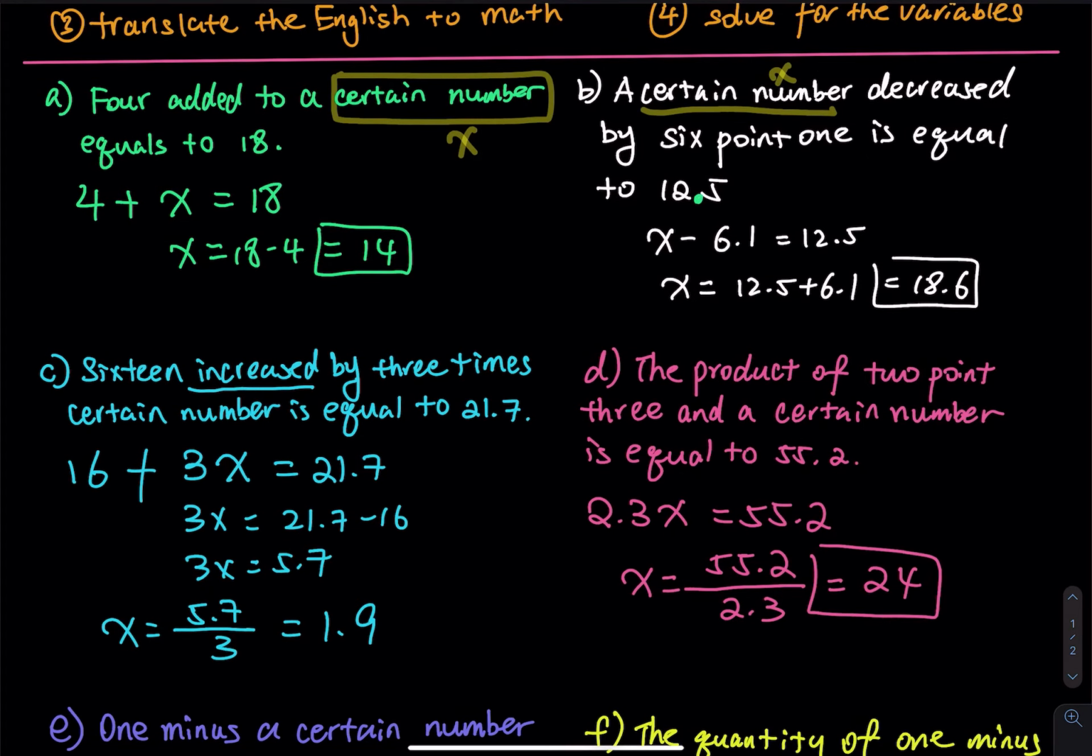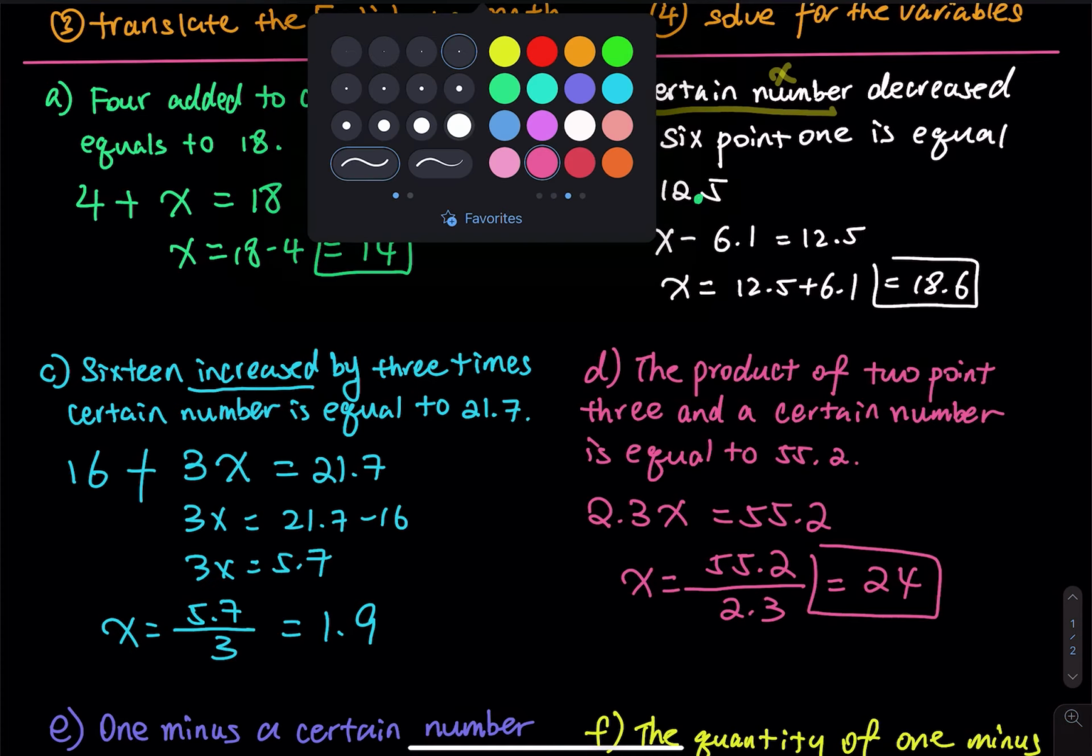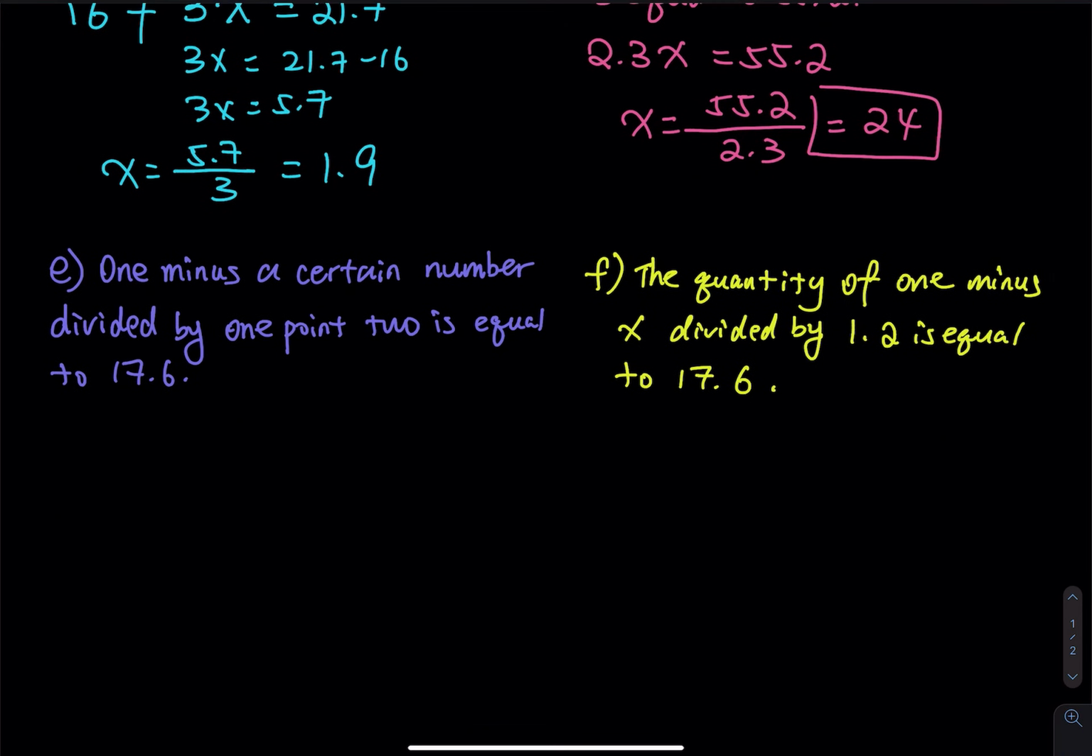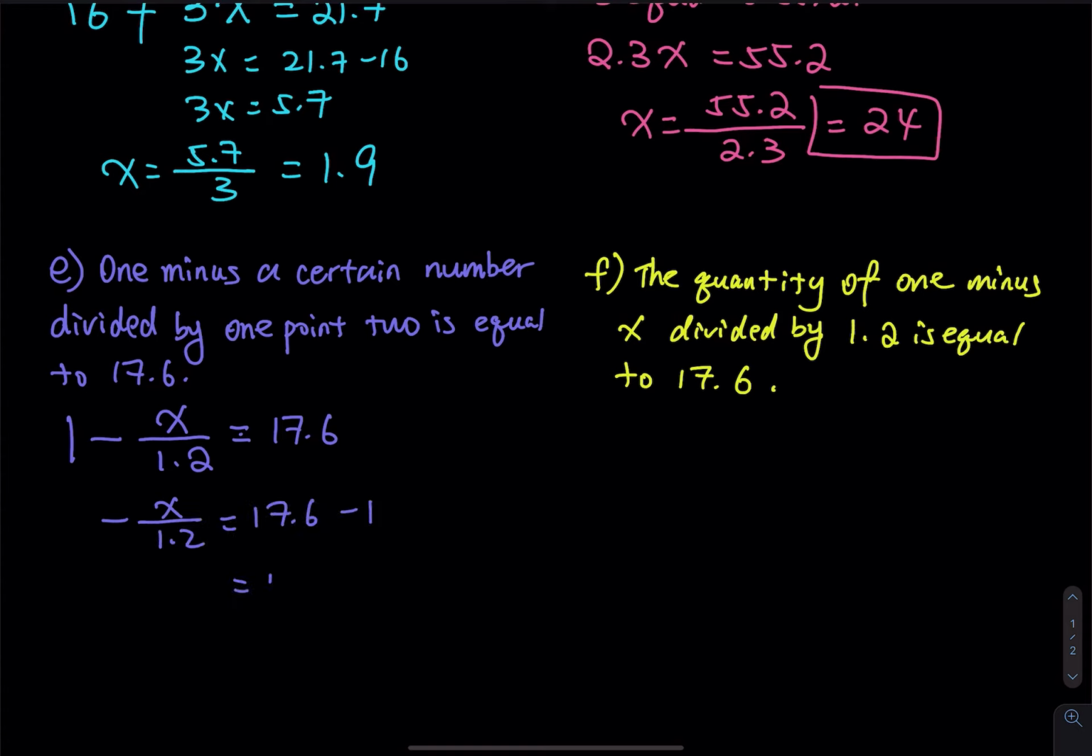Okay, so moving on to more complicated statements. So the next one is 1 minus a certain number divided by 1.2. So 1 minus a certain number divided by 1.2 equals 17.6. And then you solve this. So first we subtract 1 on both sides. So this is minus x divided by 1.2 equals 17.6 minus 1. That equals 16.6.